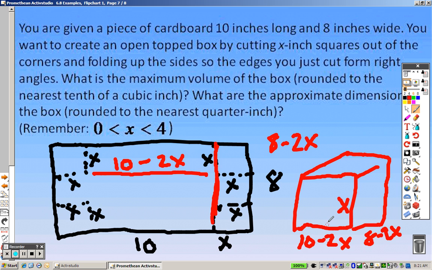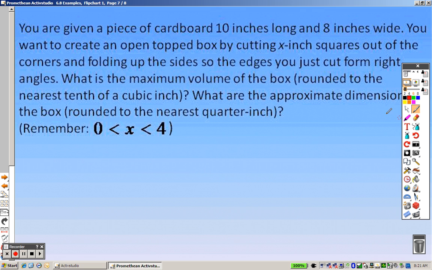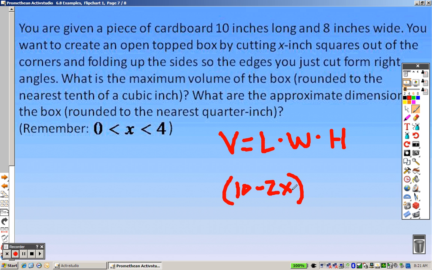So I know the dimensions, and the reason why I need to know the dimensions is because the problem says what's the max volume, and volume is length times width times height. We know that the new length was 10 minus 2x, the width was 8 minus 2x, and the height was x, because when I fold the box up, that is the height, x.